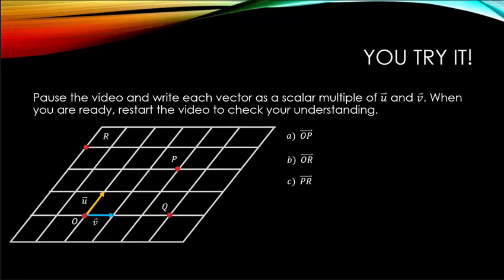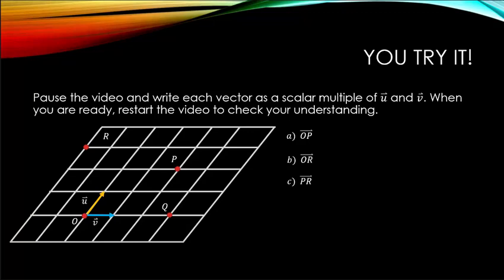So now you get to try it. Pause the video and write each vector as a scalar multiple of U and V. When you're ready, restart the video to check your understanding. U and V are unit vectors. U is a unit vector vertically and V is a unit vector horizontally.